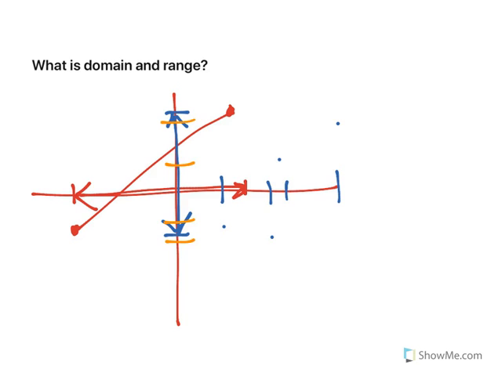And that's really basically what domain and range is: the input and the output. To be a function for any given domain, there can only be one output. There can only be one range value. And that's it for domain and range.